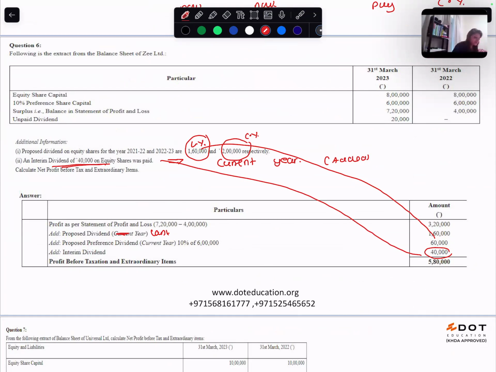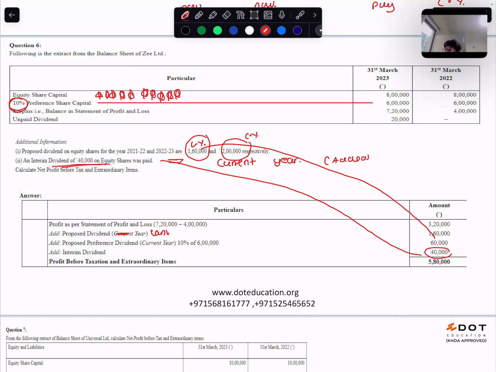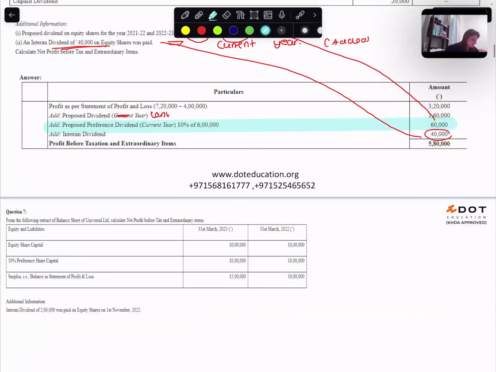Okay, fine. Now you see there are preference shareholders. Preference shares are those that receive dividend irrespective of whether there is profit or loss. So preference shareholders will also be given dividend. How much? 10%. 10% of how much? 10% of 6 lakh, so 60,000. This part you should not forget. Are you with me? I'll share the video, then later you can do it.